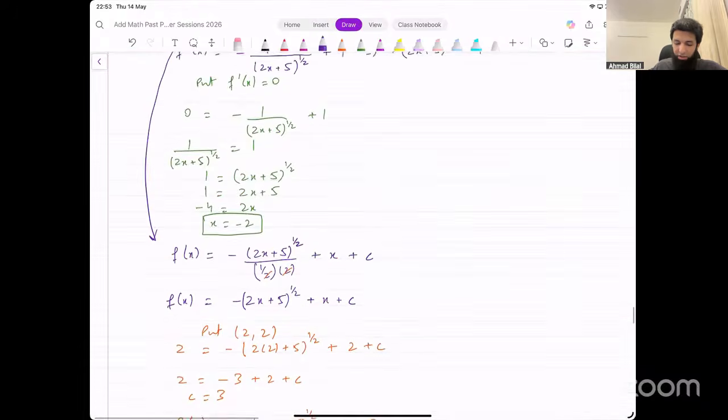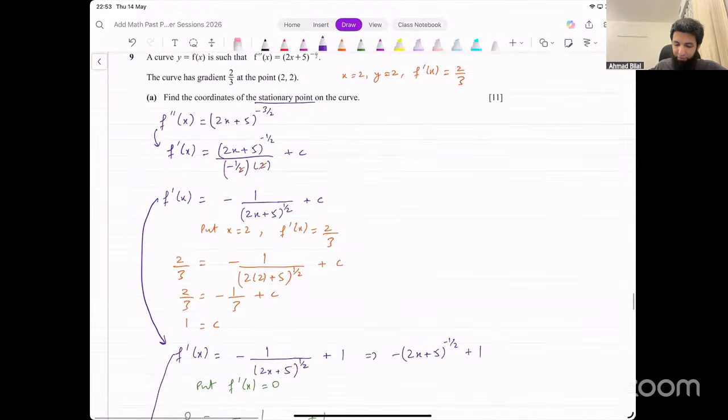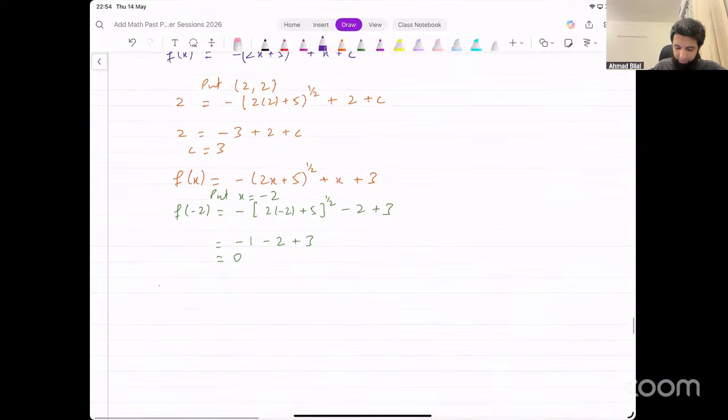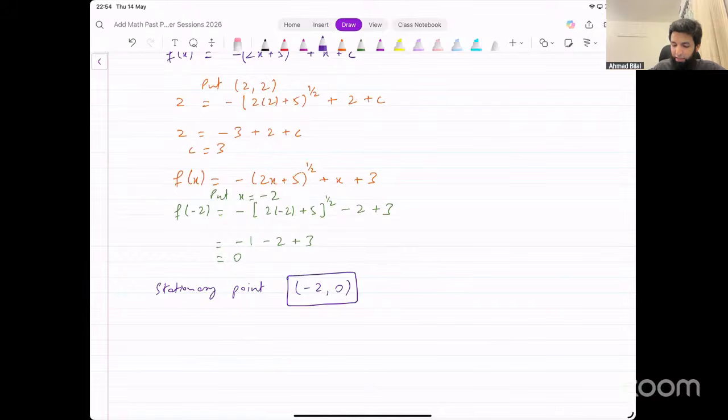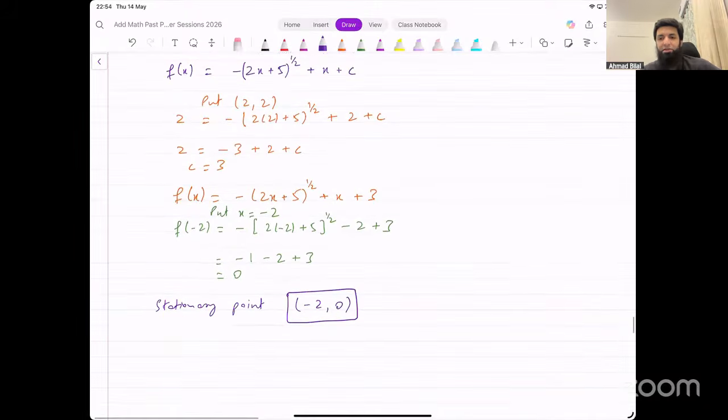So what's the turning point then? The turning point that we were looking for, the stationary point. Its x coordinate was negative 2, the y coordinate is 0. And that's our final answer. This is the stationary point that we wanted to find out.